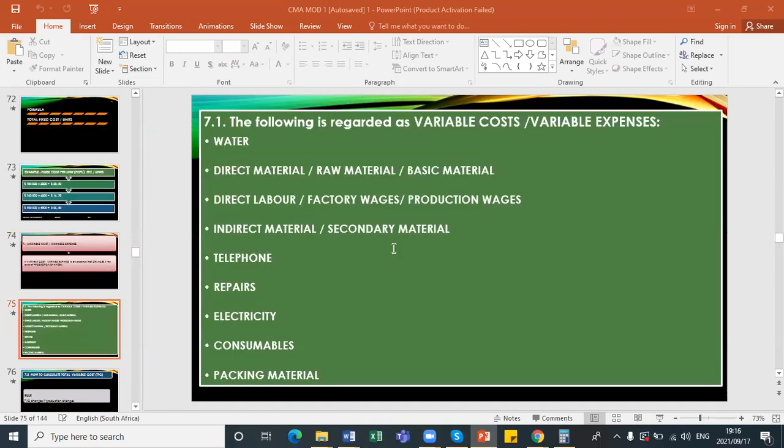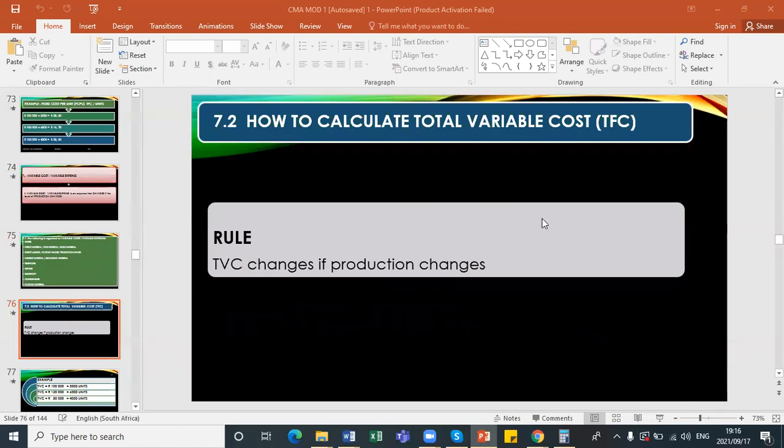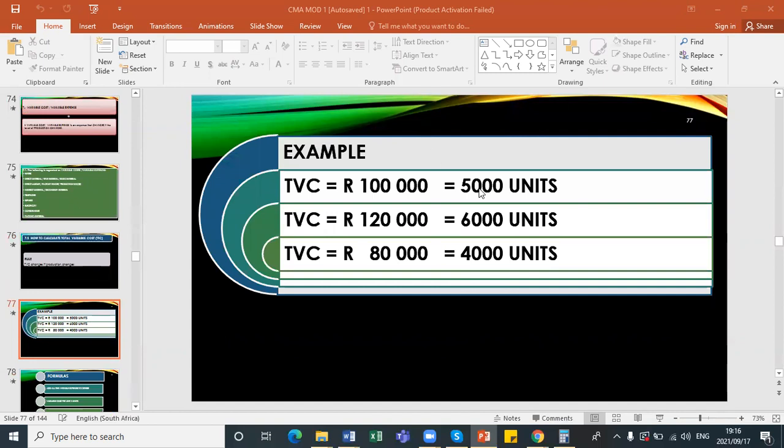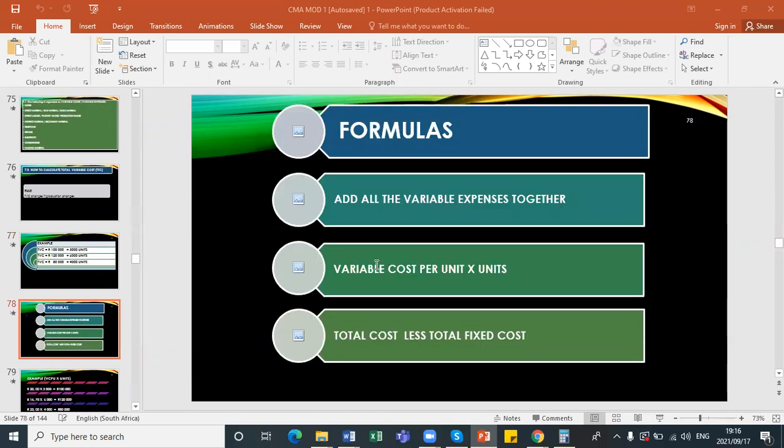Now we're coming to variable cost. How to calculate total variable cost. First, the rule: total variable cost will change if production changes. Here you can see, every time production changed, our total variable costs change. Like with total fixed cost and total cost, there are 3 formulas here. It's add all the variable expenses together, or variable cost per unit times units, or the total cost less total fixed cost. You cannot use all 3 formulas. Again, the formula you use here will be dependent on the information they give you.